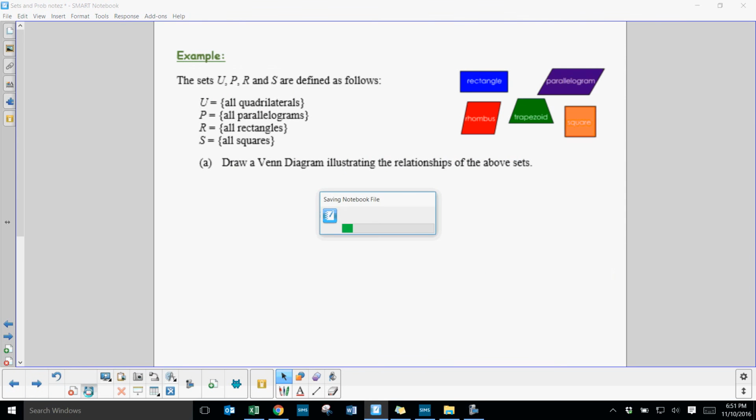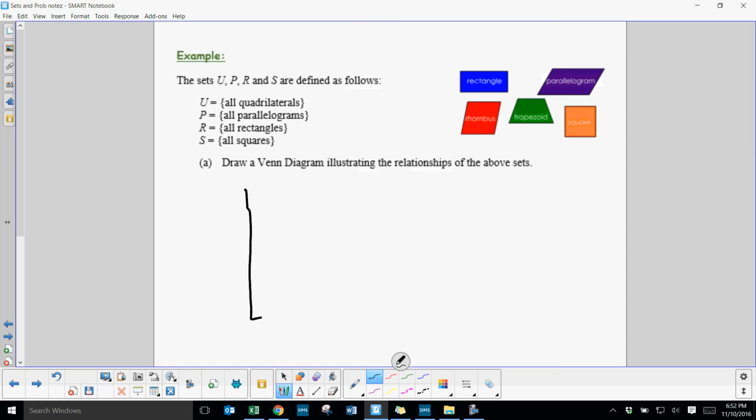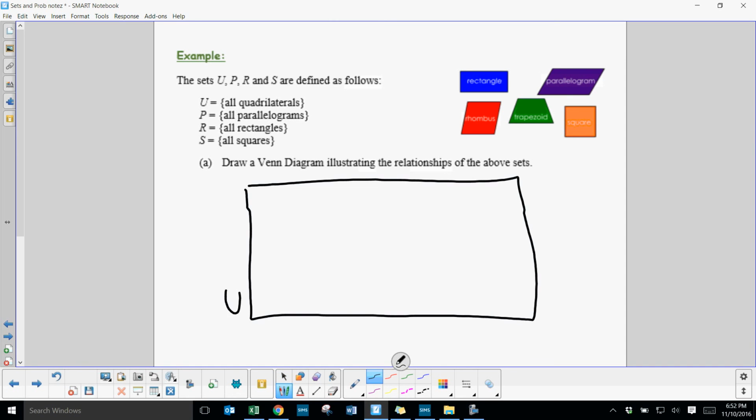Next one, as we move along to the last two examples, the sets of the universal set P, parallelograms, R, rectangles, and S, squares, are defined as follows. So you can see all that there. Draw a Venn diagram illustrating the relationships between the above sets. So they just want to draw it spatially. You don't need to put any elements in there. Draw your Venn diagram, write your U.